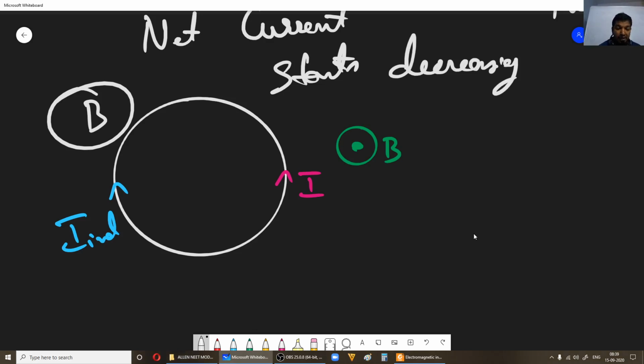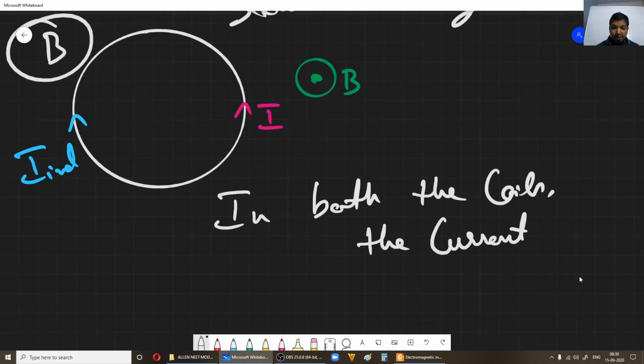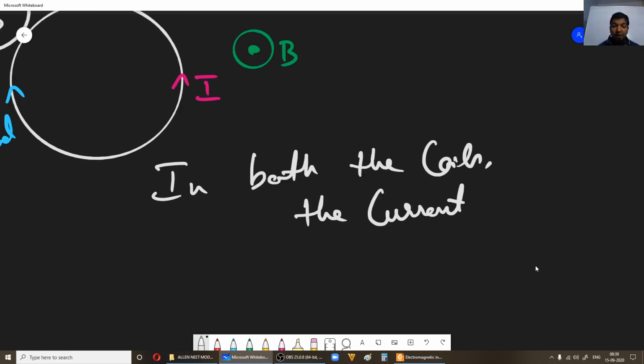So you can say in both the coils, the current decreases. The current here means the net current, that is the sum of the current due to the battery and the induced current. So in both the coils the current decreases.